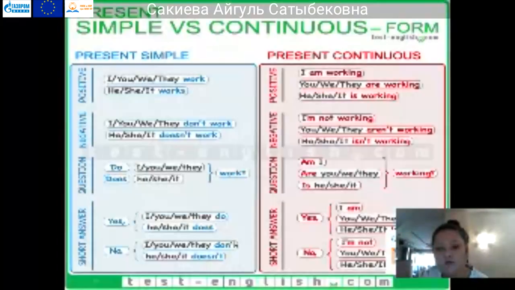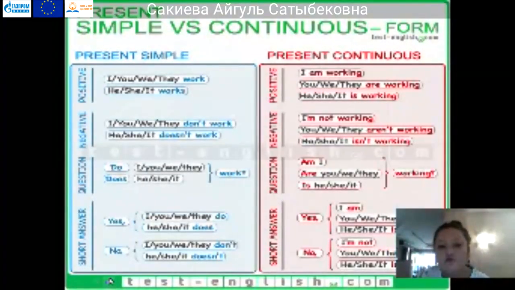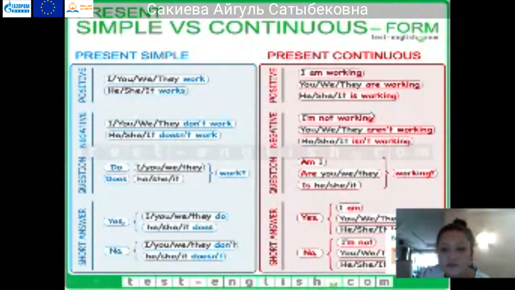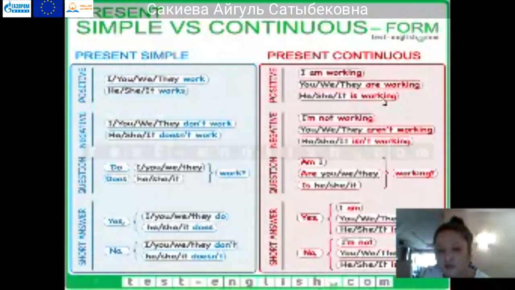Okay, let's move on. Now let's look at the form of present simple and present continuous. How do we form? If it's present simple, we use I, you, we, they work, he, she, it works. In the third one, we use s. But in present continuous, we use what kind of verb? Additional to be verb like you, we, they are working. I am working. He, she, it is working.